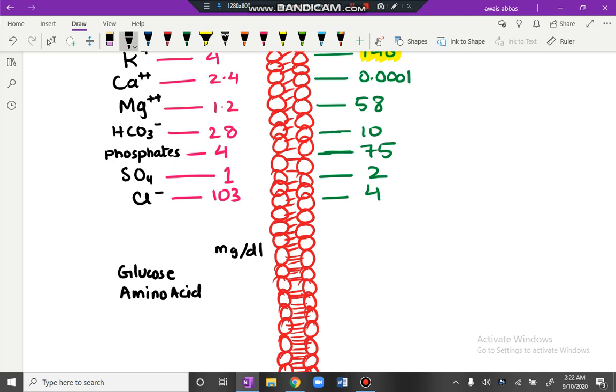So let's talk about the glucose. Glucose is 90 milligram per deciliter, and the amino acid is 30 milligram per deciliter outside the cell, whereas inside the cell the glucose value varies very much from 0 to 20 because of the cellular respiration, and amino acids are nearly 2.